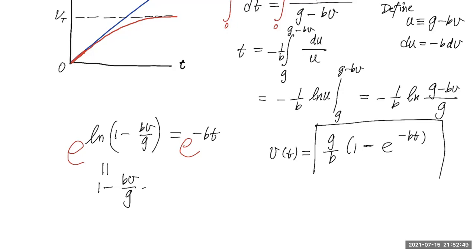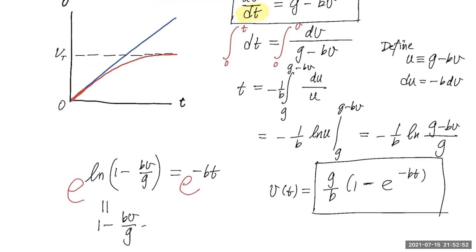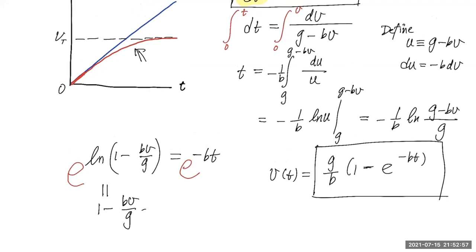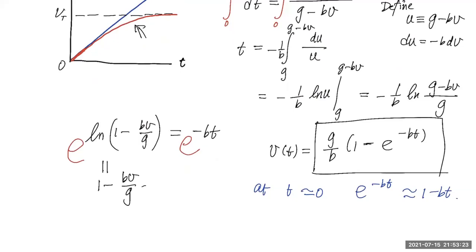This is the mathematical expression of this red curve that you see here. Let's see if it makes sense. Let's look at a special case where t is very close to 0, so you're just beginning to fall. Then e to the negative bt, where bt is very close to 0, is roughly equal to 1 minus bt. You know how to do the approximation, and therefore 1 minus e to the negative bt is roughly equal to bt.